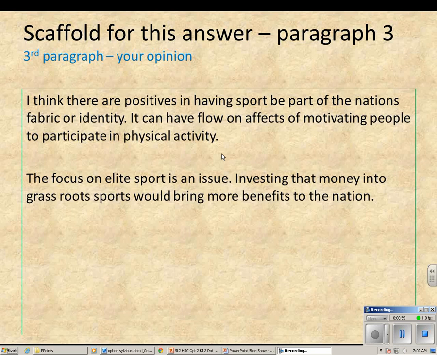However, the focus on elite sport is the issue in this country. Investing that money into grassroots sports would bring more benefits to the nation.